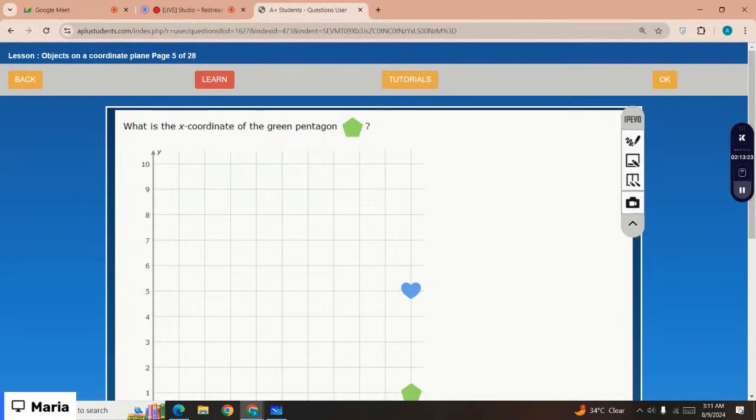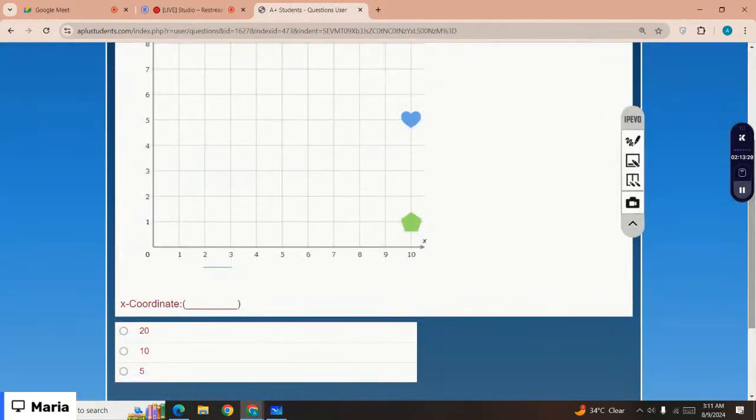What is the x coordinate of the green pentagon? So the correct option is, yes, 10. The x coordinate of the green pentagon is again 10. The option is 10.